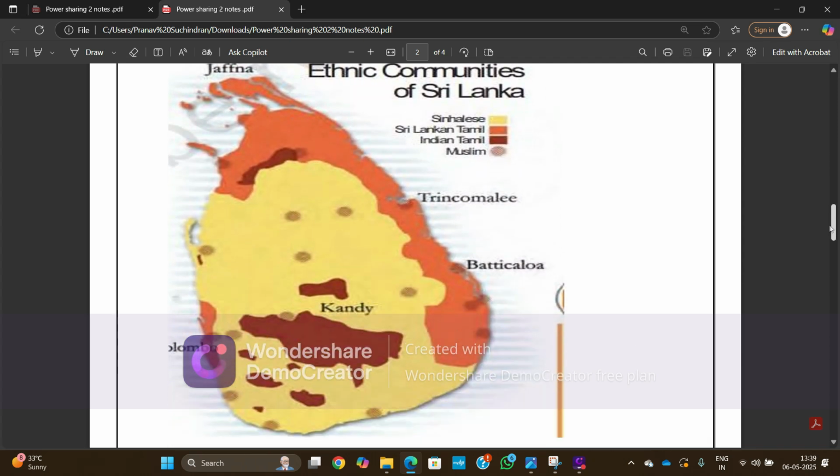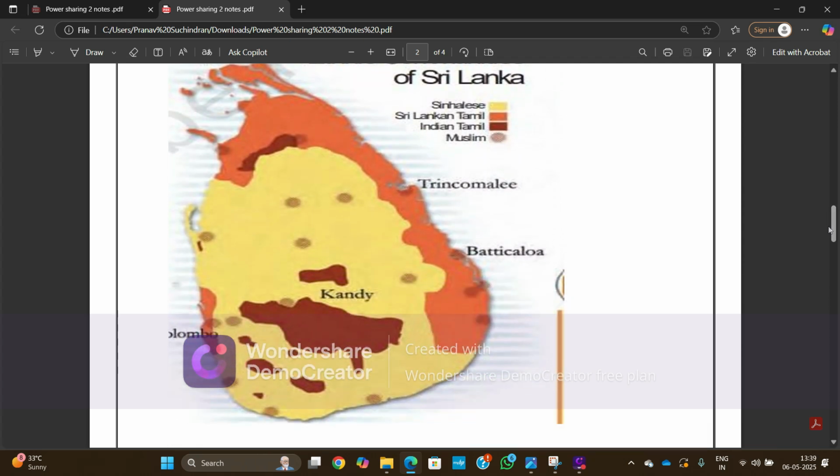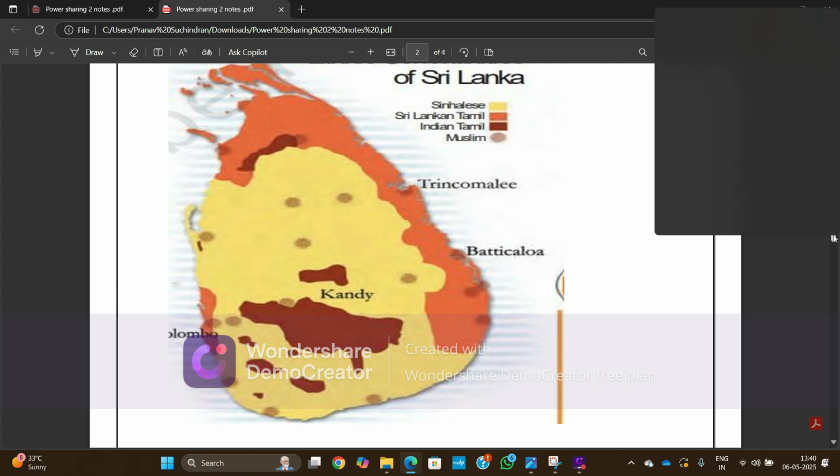Now, this is the map of Sri Lanka. The area that has been shaded in orange color represents the Sri Lankan Tamils. The area that has been shaded in brown color shows the Indian Tamils, who are concentrated a little bit in the center, and the rest, which has been shaded in yellow color, shows the Sinhalese group, the majority.